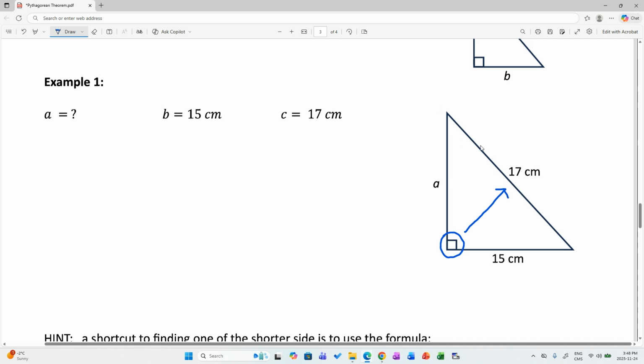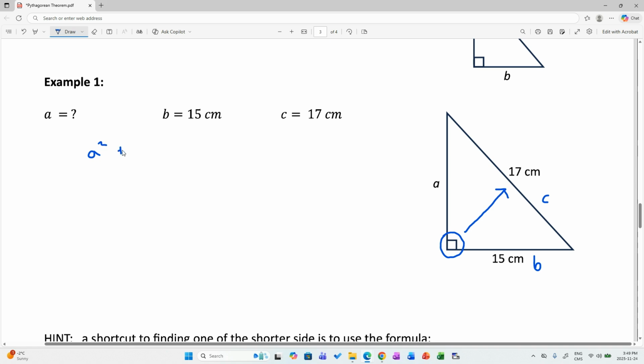In this case, my longest side is 17. If this is A, then this must be B, right? And then the longest side is C. It means I have C and I have B, so I'm looking for A. In this case, if you have the longest side and you're looking for one of your shorter sides, here's what you would do. First things first, let's write out our Pythagorean theorem.